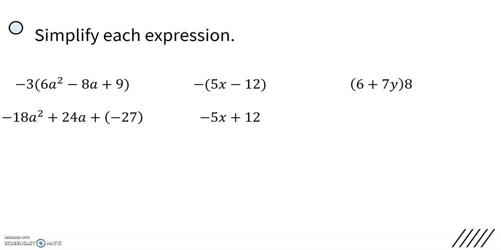6 plus 7y times 8. That 8 is written to the right, but it is still multiplication. 6 times 8 is 48. 7 times 8 is 56. So we have 48 plus 56y. However, we write the terms with the variables first. So 56y plus 48.